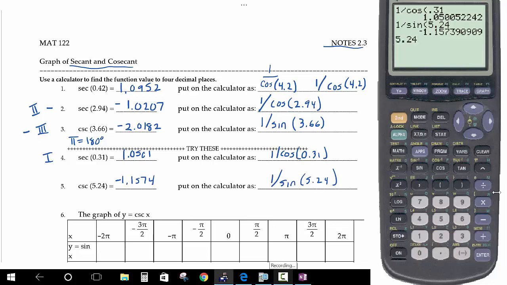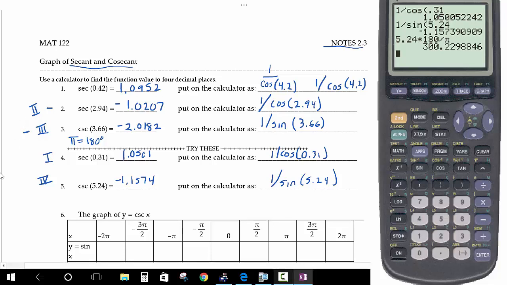Now, if you did 5.24 times 180 over pi, just reminding you of how to convert radians to degrees, you get 300 degrees. So that's a quadrant 4 angle. So you ended up having a negative answer because the sine and cosecant are both negative in quadrant 4.